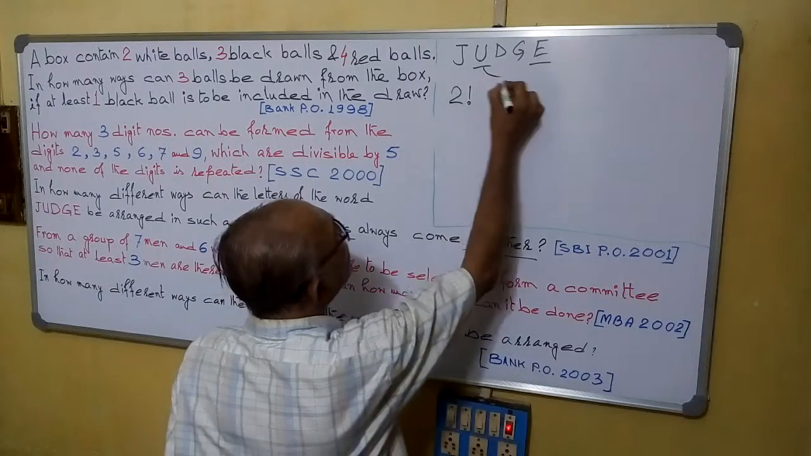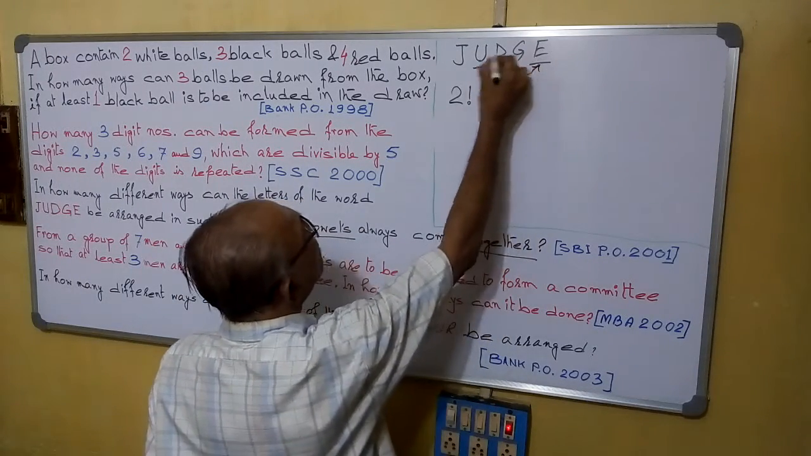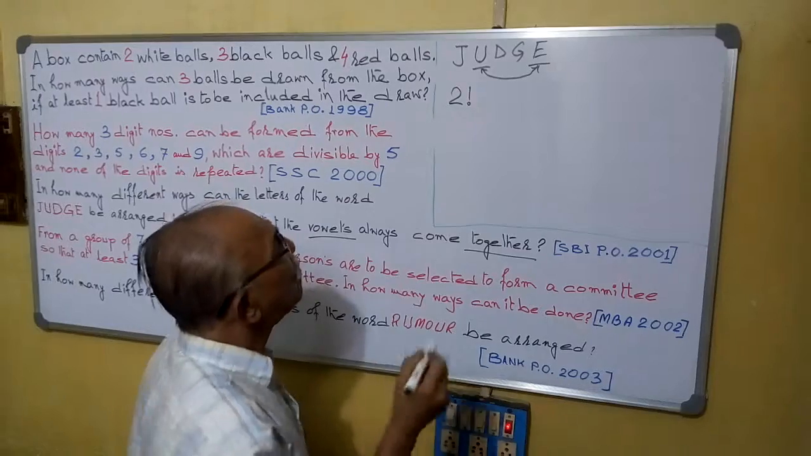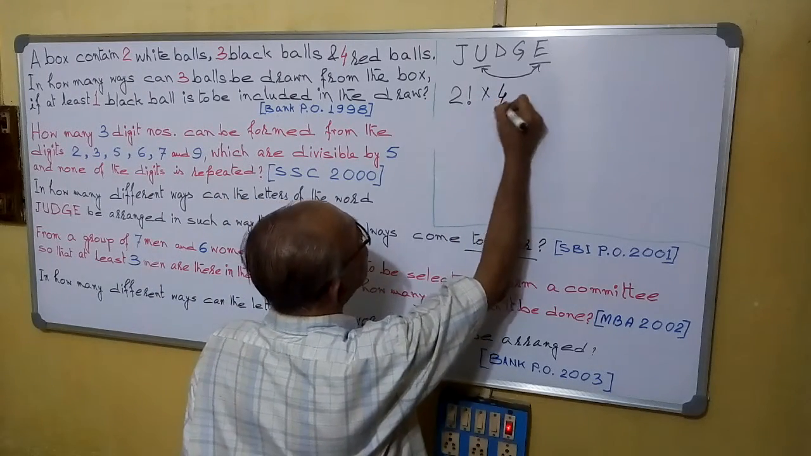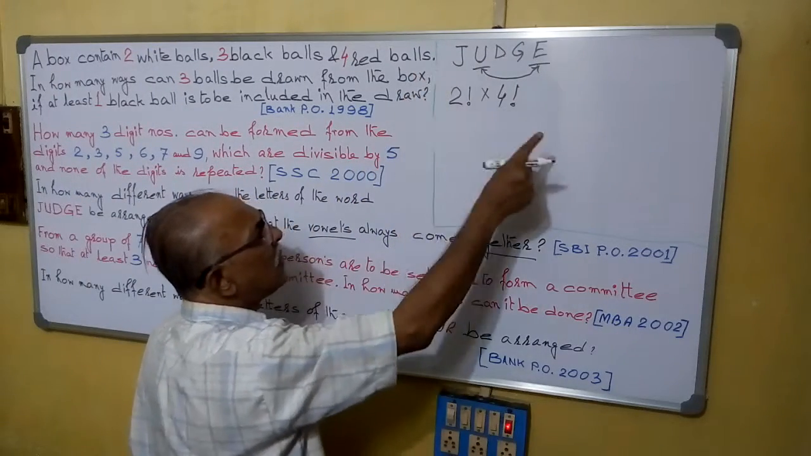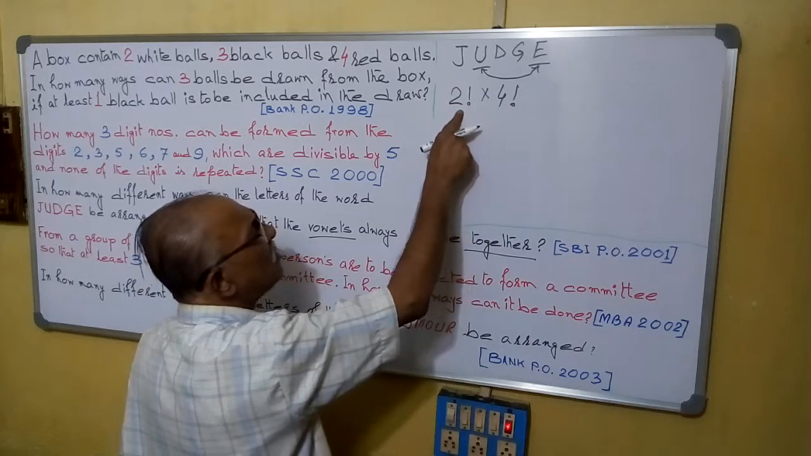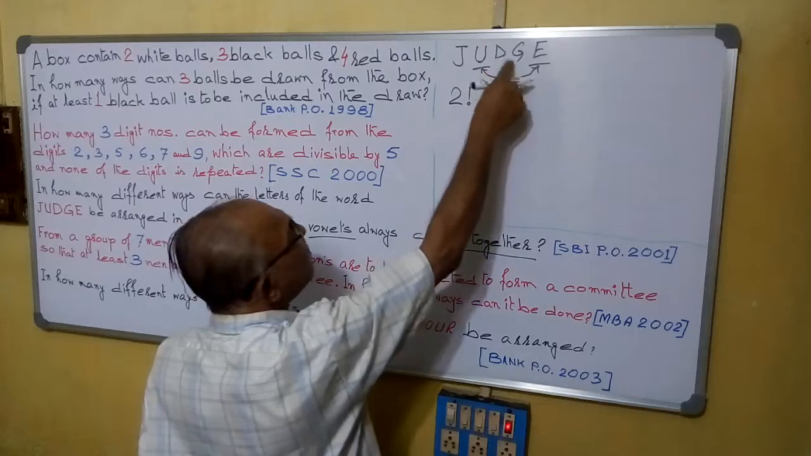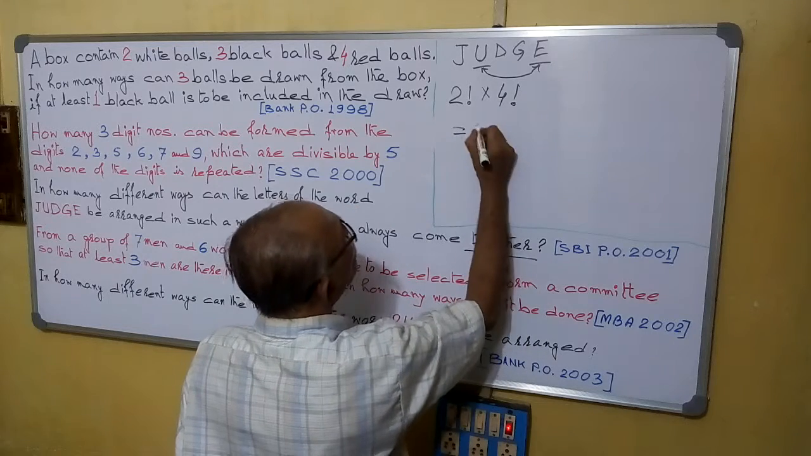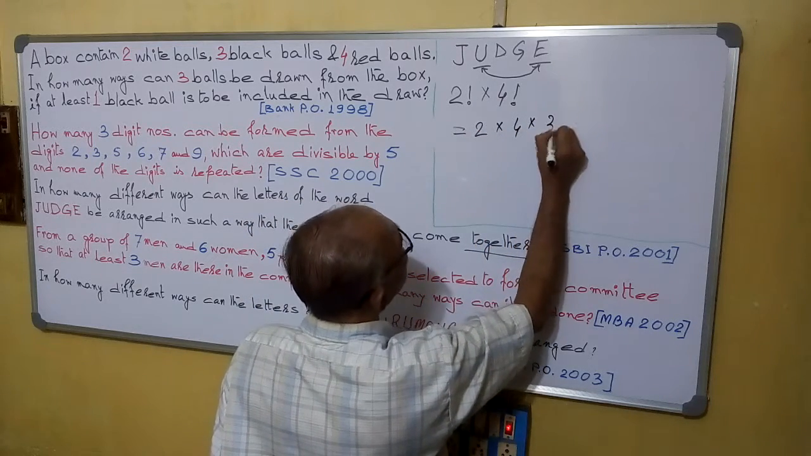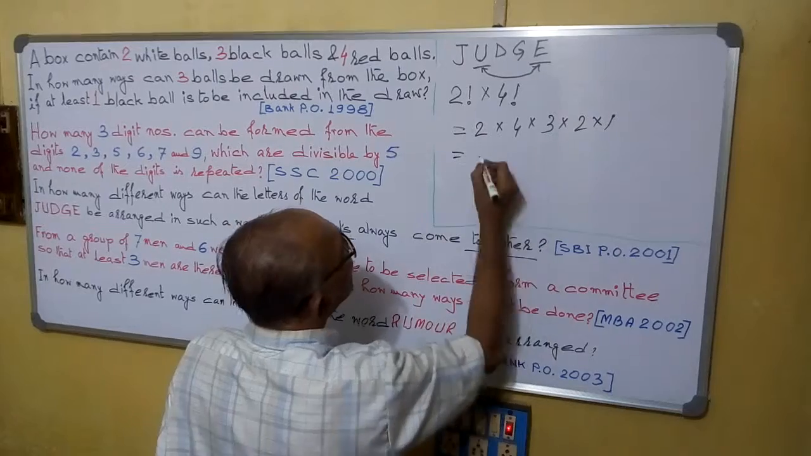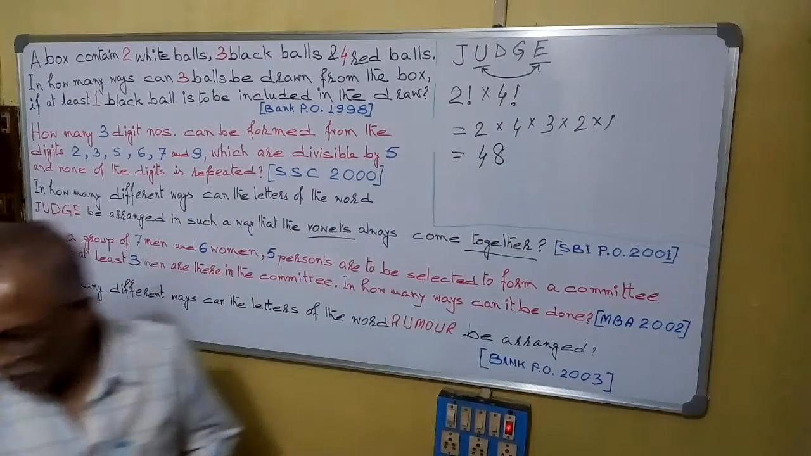Now see, these two make a single piece, and these three are there. So three and this single piece, 3 plus 1 is 4 pieces. That we can arrange in factorial 4 ways. Remember, these two are considered as a single piece, and among themselves we arrange them in factorial 2 ways. So it can be done in 2 into 4 into 3 into 2 into 1, that is equal to 48 ways.